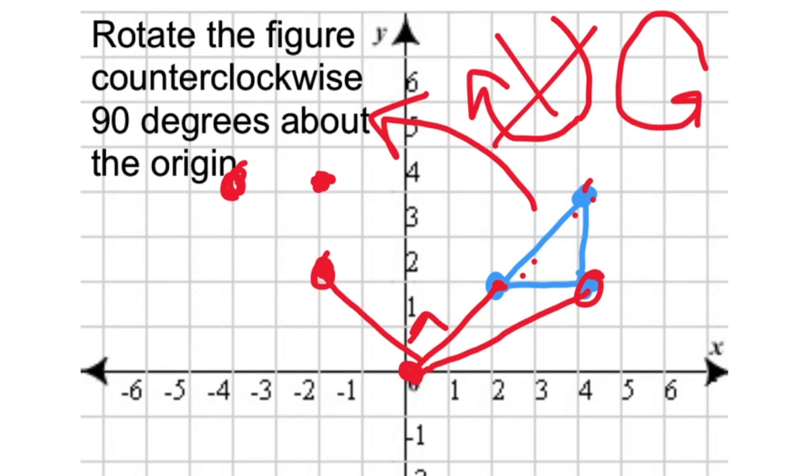Now that we have all 3 points, connect the dots. This is the rotation of the triangle, 90 degrees counterclockwise.